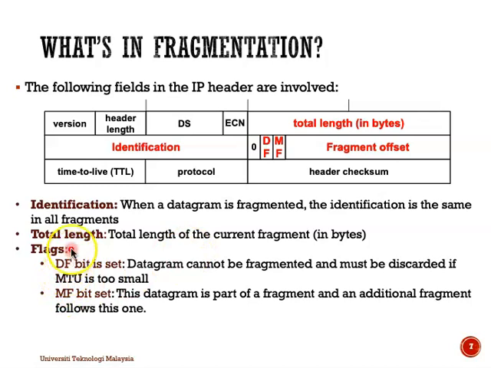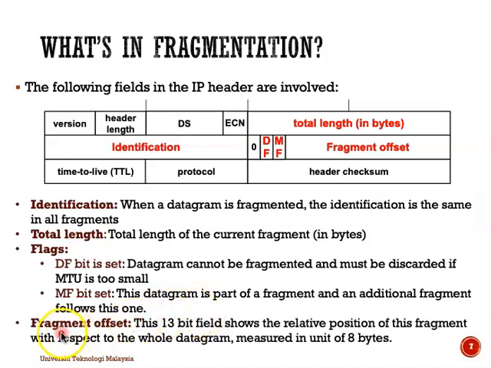And the flags. Remember that when the DF bit is set, this datagram cannot be fragmented and must be discarded or dropped if the MTU is too small. If the MF bit is set, meaning MF is equal to 1, this datagram is part of a fragment and an additional fragment will follow this one. That means the receiver has to wait until all fragments arrive at the destination before it can perform the reassembly process.